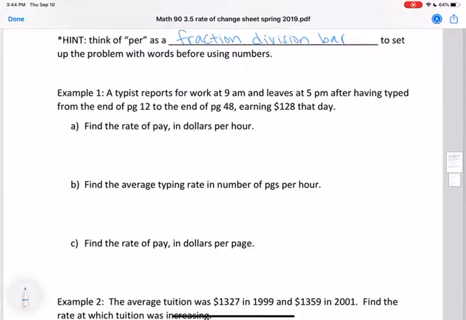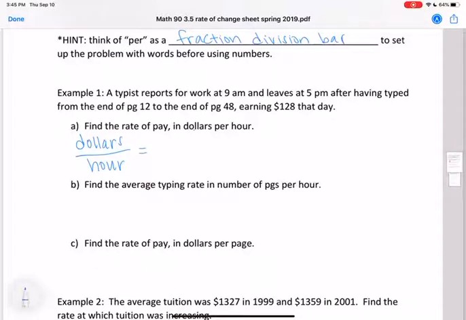So for number 1, if a typist reports for work at 9 a.m., leaves at 5 p.m., after having typed from the end of page 12 to the end of page 48, earning $128 that day, find the rate of pay in dollars per hour. So as the hint says, let's set it up with words before we put in the numbers and use the per as the fraction bar. So I'm going to write dollars per hour like this. Dollars per hour.